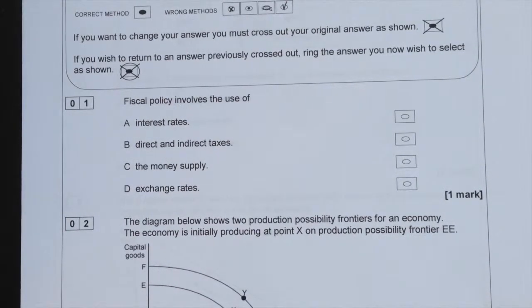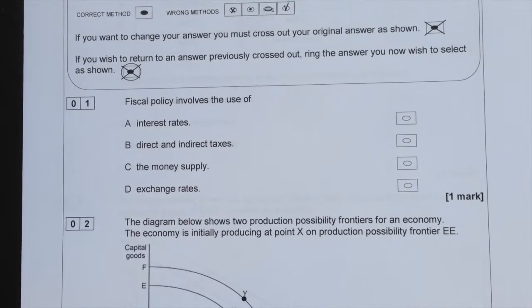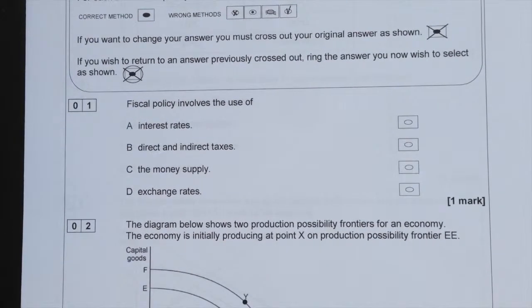Okay, so these are the first 5 questions for AQA Economics AS Econ 2. So the first question asks, fiscal policy involves the use of A. Interest rates, B. Direct and indirect taxes, C. The money supply, D. Exchange rate.